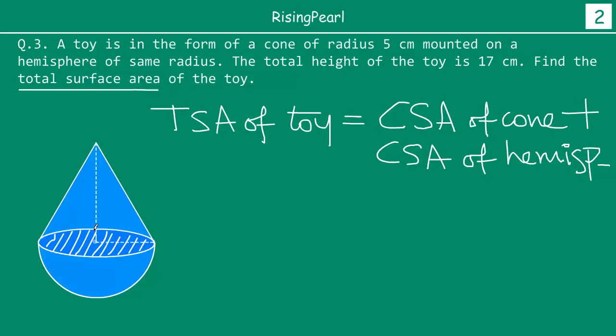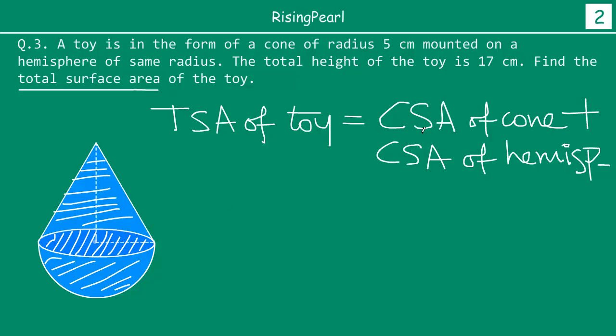If I have to paint this toy red, I'm thinking about only the outside of the toy, which is the curved surface area of the cone. Let me see if I can actually show it this way. This is the curved surface area of the cone, and similarly it will be the curved surface area of the hemisphere.